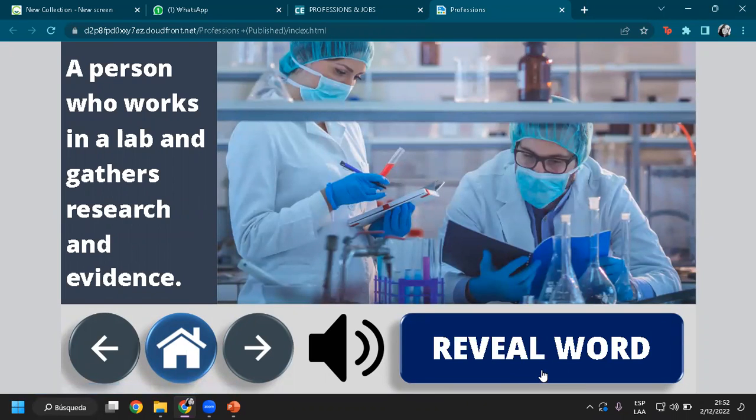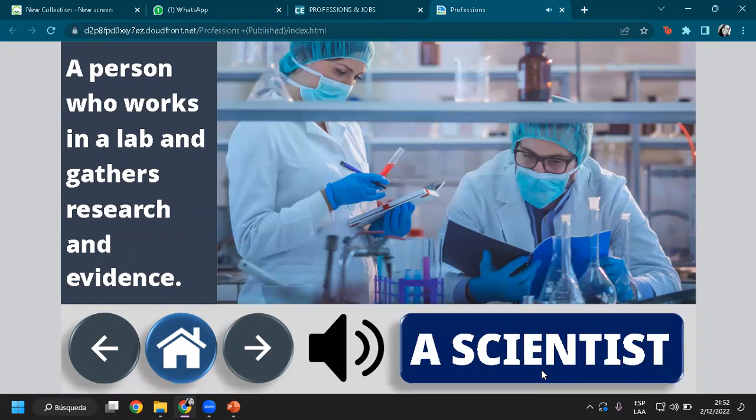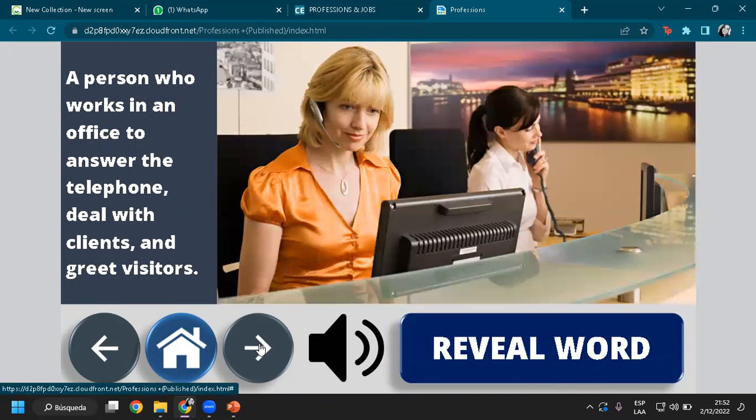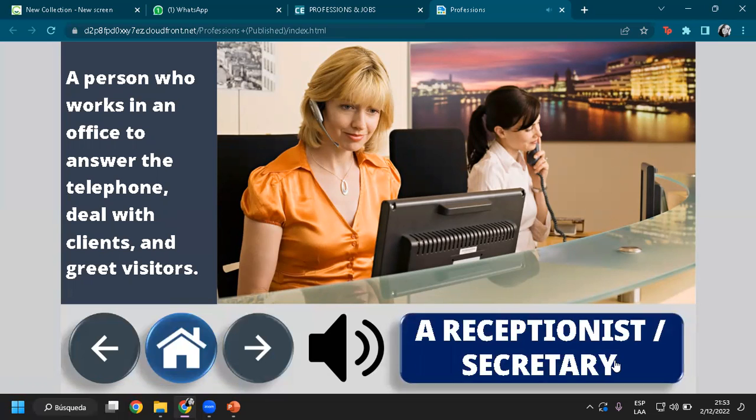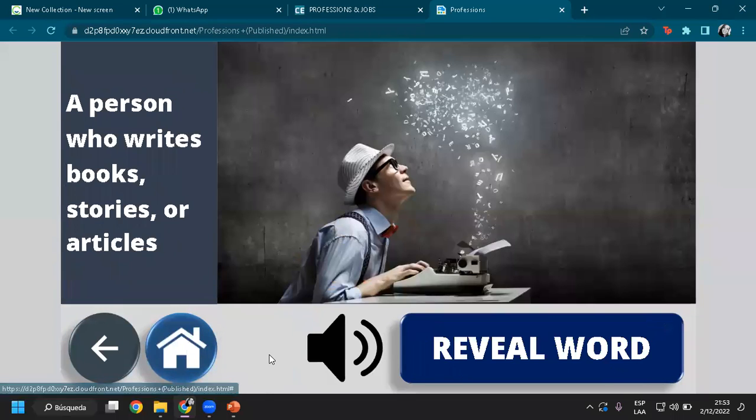A scientist. Repeat. A scientist. Good job. Remember, algunos ya los hemos visto. Okay, what about this one? Secretary. Reception. No, receptionist. Ah, ok. Both. Podemos decir receptionist o podemos decir secretary. Okay, we can say both. Very good. What about this one?